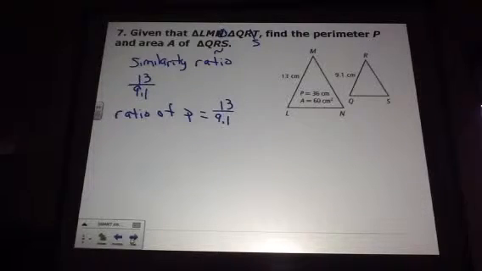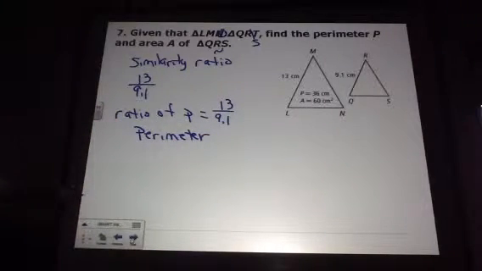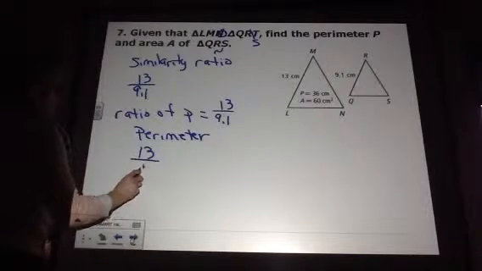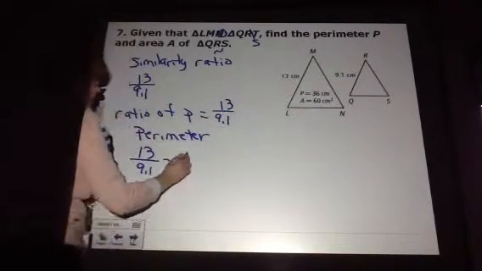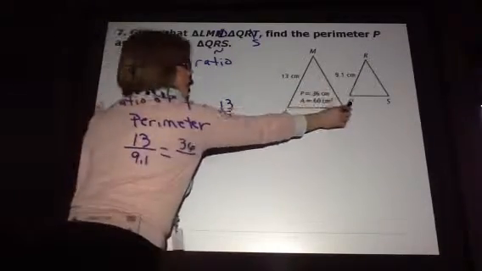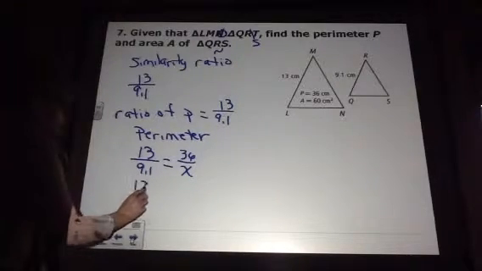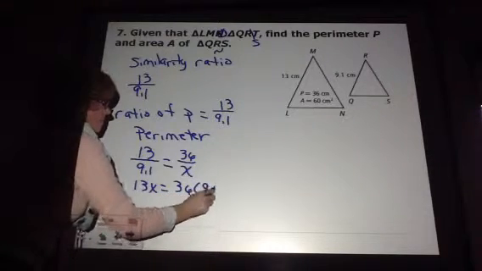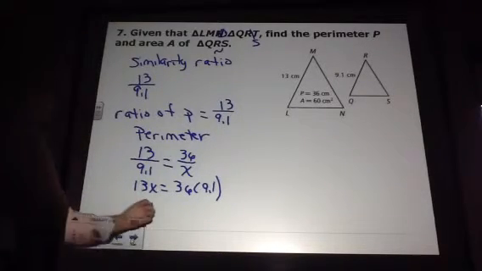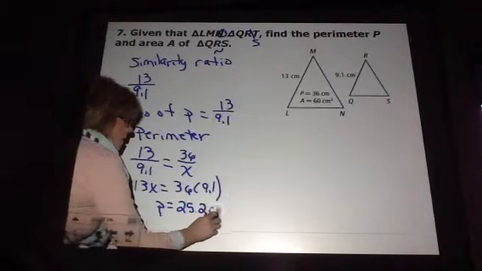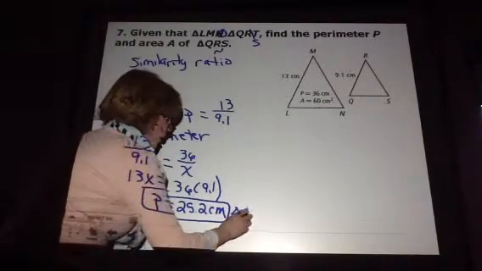All right, so let's find the perimeter. Okay, so I use my perimeter ratio, 13 over 9.1. So 13 represents the first triangle, and the perimeter is 36. 9.1 represents the second triangle, and we don't know what that perimeter is. So here's how you set it up then. Do your cross product. Divide by 13. And your perimeter is 25.2 centimeters. And this represents the perimeter of triangle QRS.